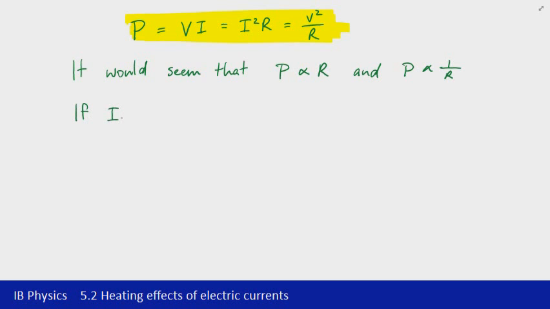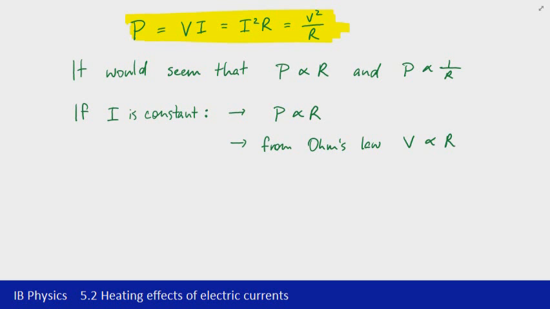So we're going to start first of all by looking at I being constant. So if I is constant, then we have that relationship that P is proportional to R from P equals I squared R, and we also have from Ohm's law that we're going to see that V is proportional to R as well. So when the current is constant, if you increase the resistance, you increase the potential difference.